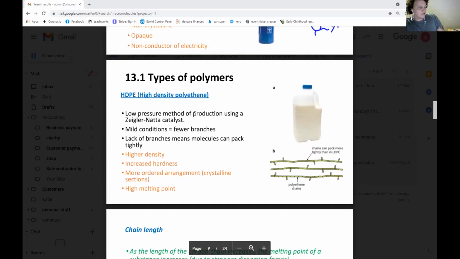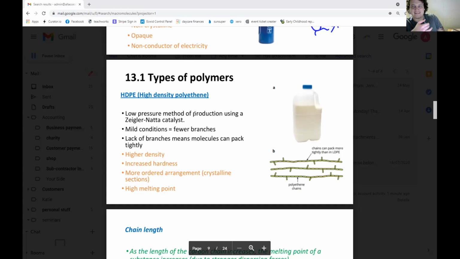Okay, so we have high density polyethylene. This is the good stuff. It's produced using a catalyst. We know that if we use a catalyst, we can use lower temperature and lower pressures. That comes more in industrial chem next year. Because the conditions are milder, it forms slower. We get fewer branches.